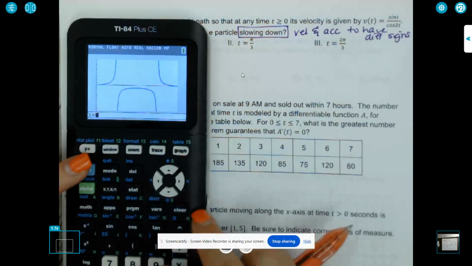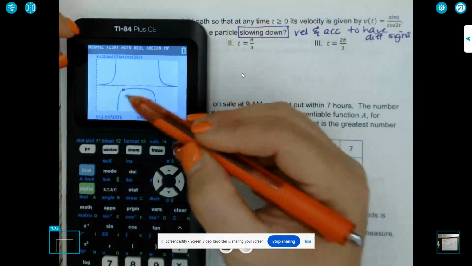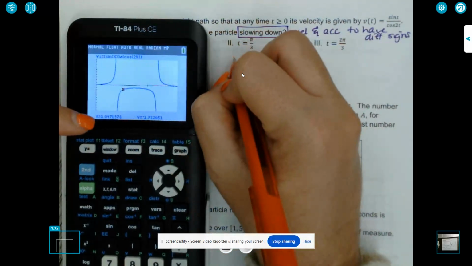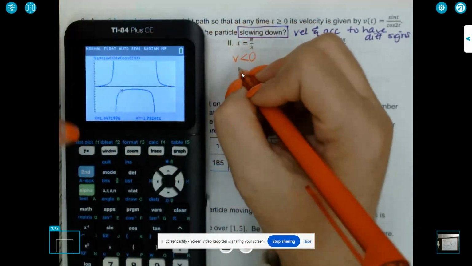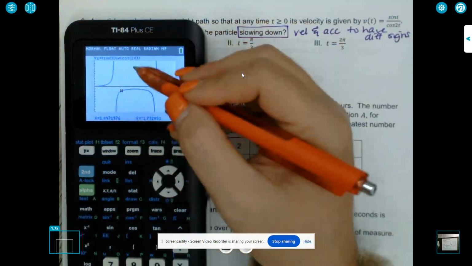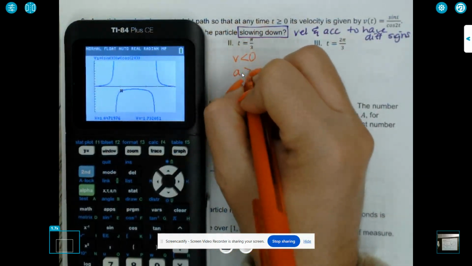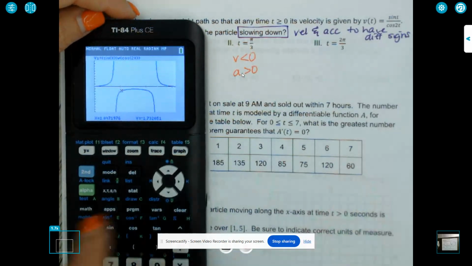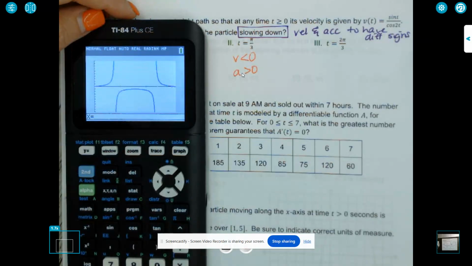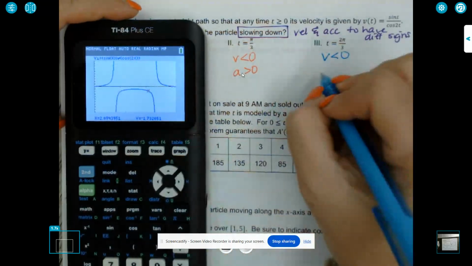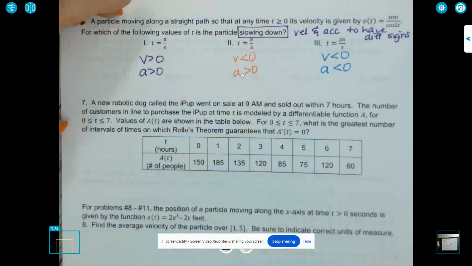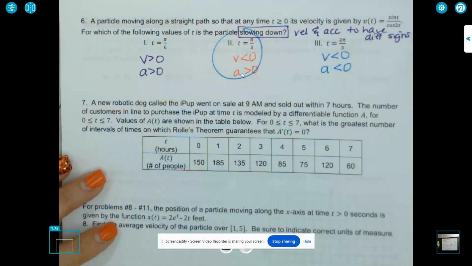So second value, pi over 3. Right here, and we can zoom in to see that, but you can tell that our velocity is going to be less than 0, but we are increasing there. We're going up on that curve, so our acceleration is going to be greater than 0. Okay, let's try the last one. Second trace value of 2 pi over 3. And then we will see here that our velocity is less than 0, but we are going down, so our acceleration is also less than 0. So the only one that has different signs is going to be number 2.